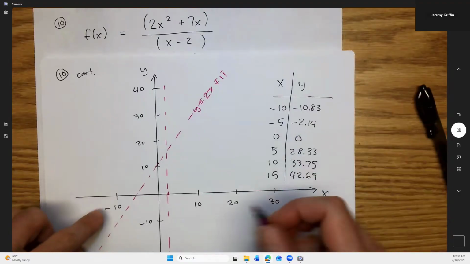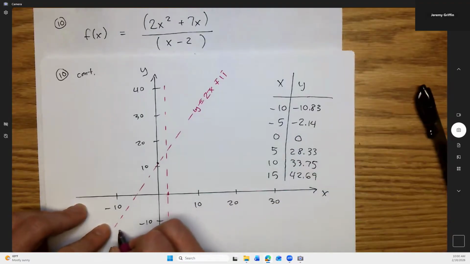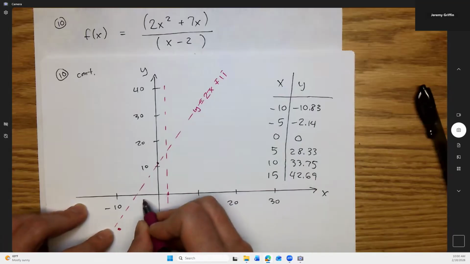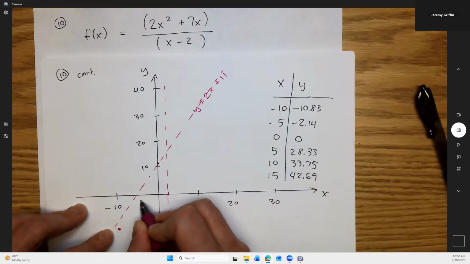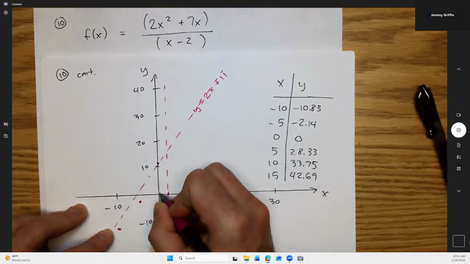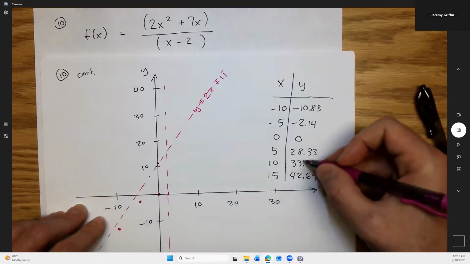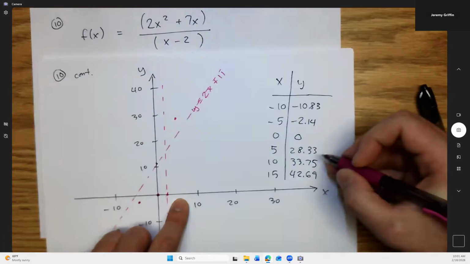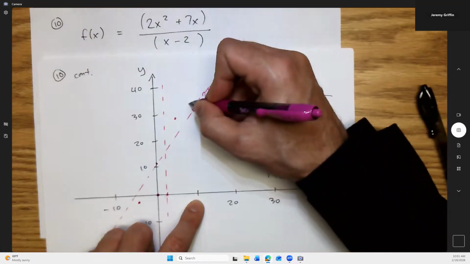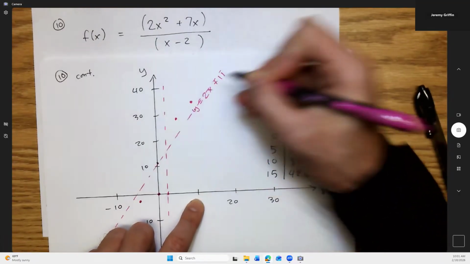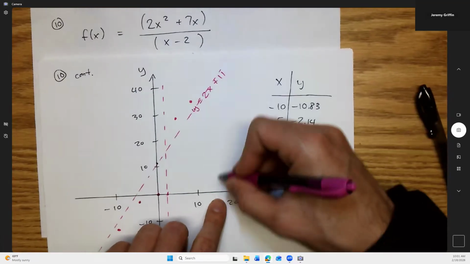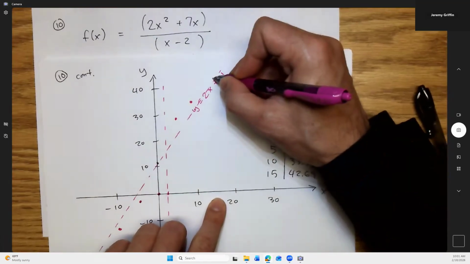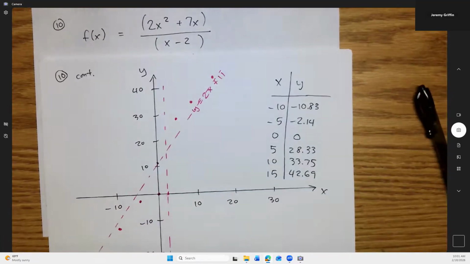Yeah. So -10, -10.83. That's probably right about here. -5, -2 point something. It's probably right about here. 0, 0 is a point. 5, 28. Woo! 28 way up here. 10, 33 something is probably right about here. And 15, 42, that's like right here. Okay. Anyway, so those points.